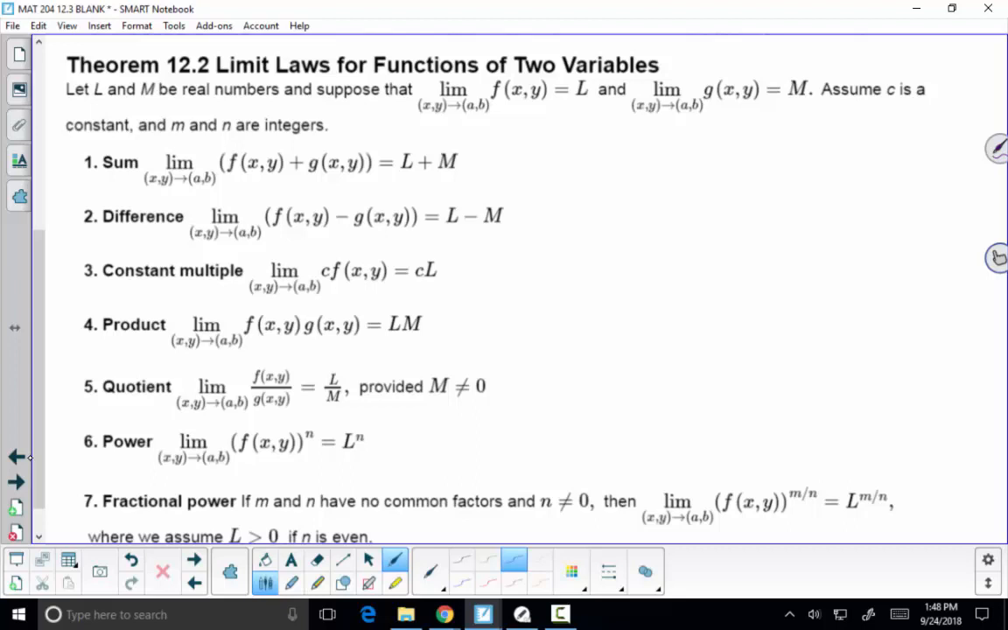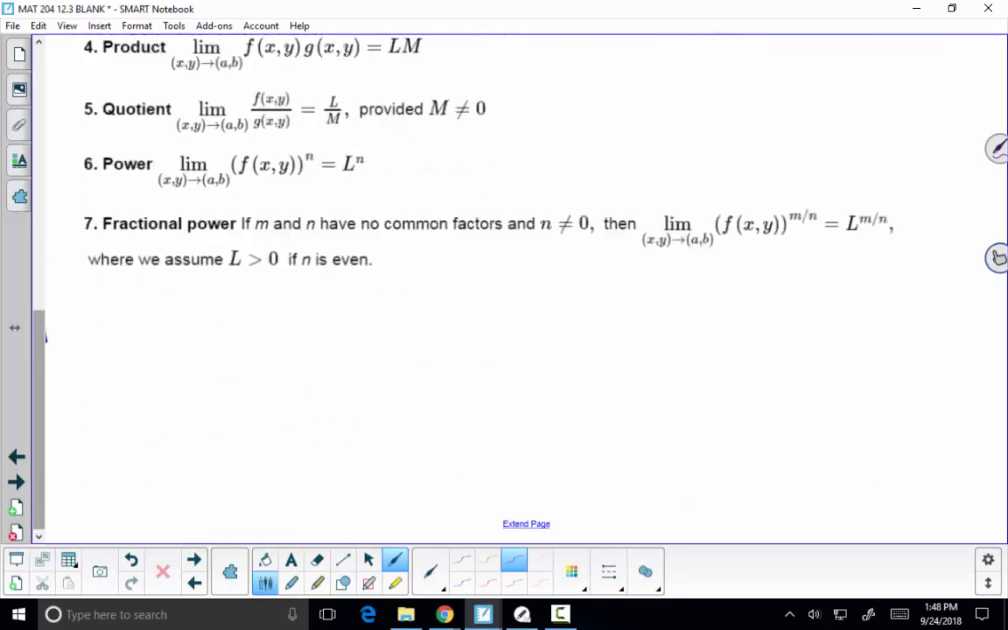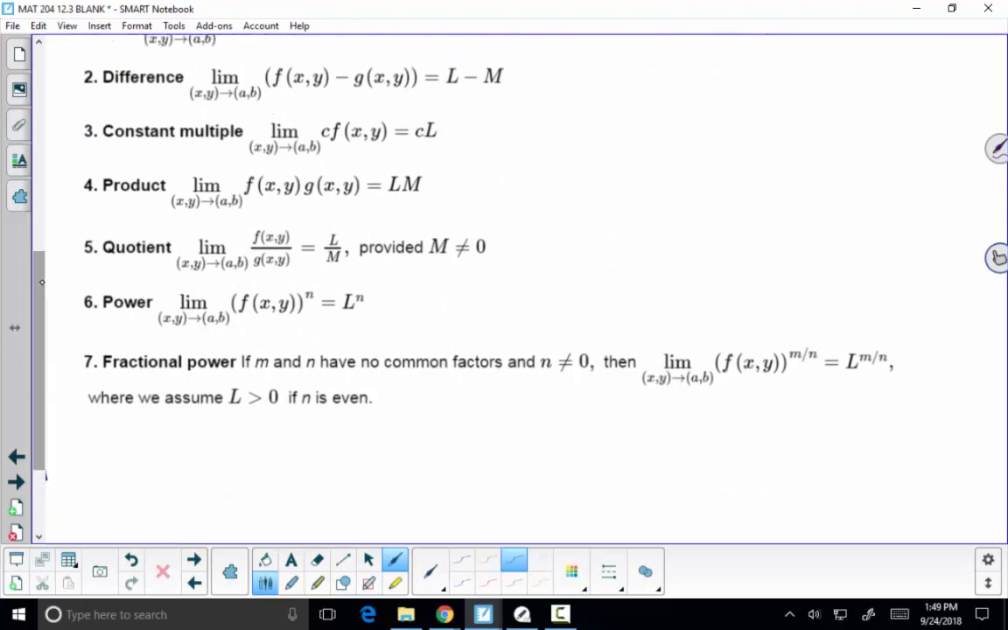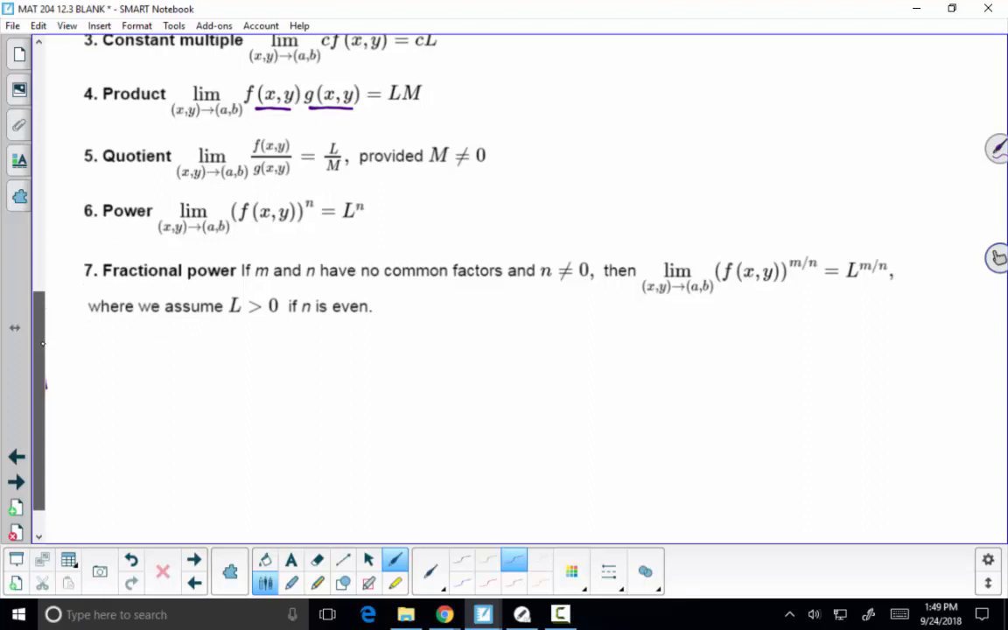So all of these are exactly what you would assume if somebody just put a gun to your head and said, what's the limit of f times g? You would say L times m, right? That's what you would assume. What's the limit of f over g? L over m. That's what you would assume. There's nothing that's unintuitive all the way through.